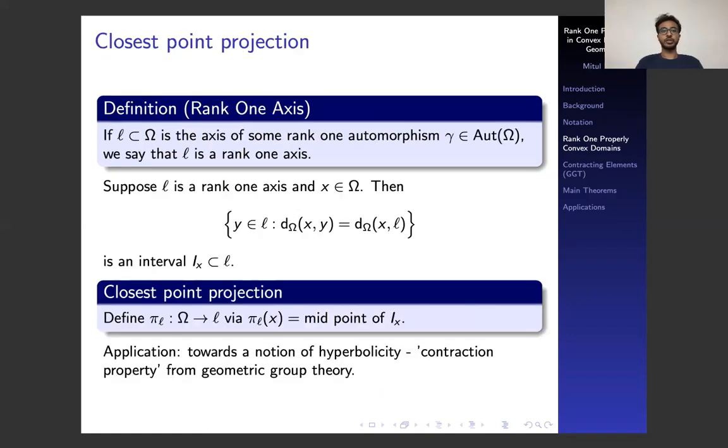Now we introduce the notion of closest point projection onto a rank 1 axis. This notion will help us connect the notion of rank 1 that we have introduced with the notion of hyperbolicity coming from geometric group theory.